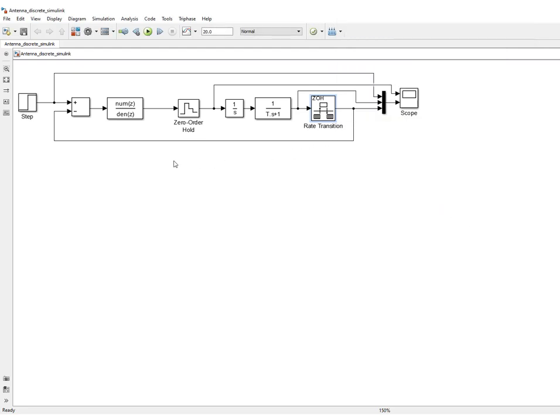So this will allow us to simulate our digital controller on the actual continuous time system, taking into account the zero order hold mechanism. And as you can see, I can check intersample behavior. At the output of the rate transition, I will have the output at the sampling instants, but if I take this signal over here, I will have the behavior of the system even between sampling instants.